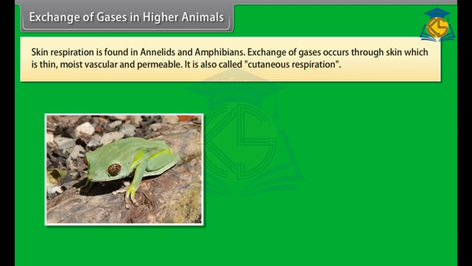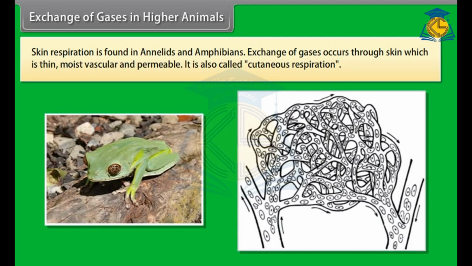Skin respiration is found in annelids and amphibians. Exchange of gases occurs through skin, which is thin, moist, vascular, and permeable. It is also called cutaneous respiration.